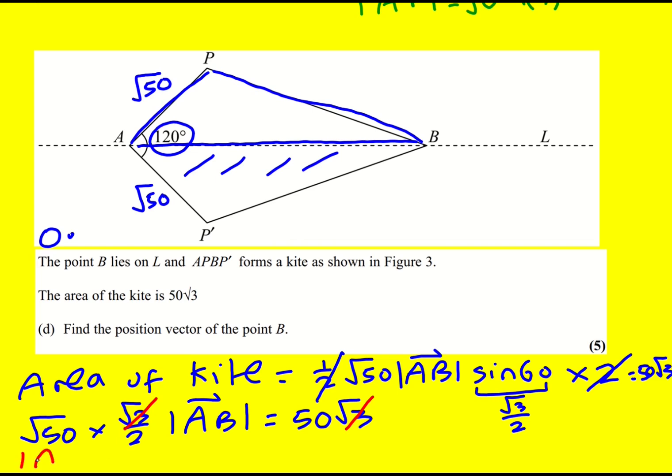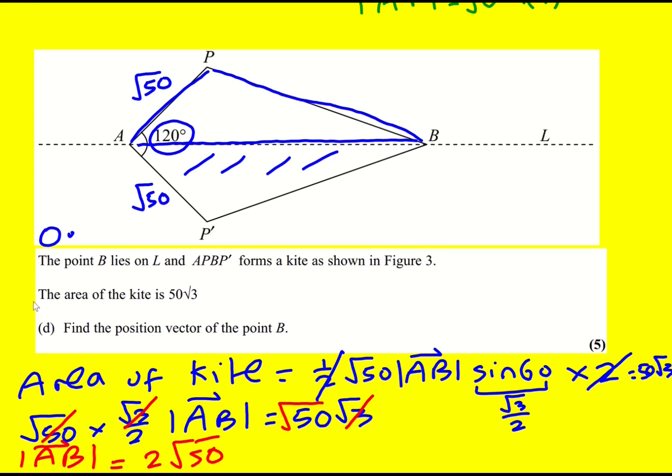And I can see that this length here, I can times through by 2 and divide through by root 50. When we divide through by root 50, actually this simply becomes root 50, because 50 divided by root 50 is root 50. Okay, so now we've got the magnitude of AB.